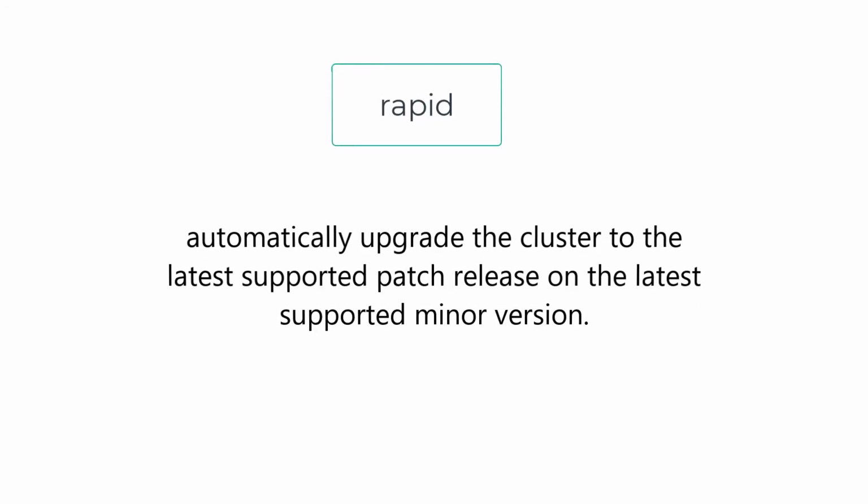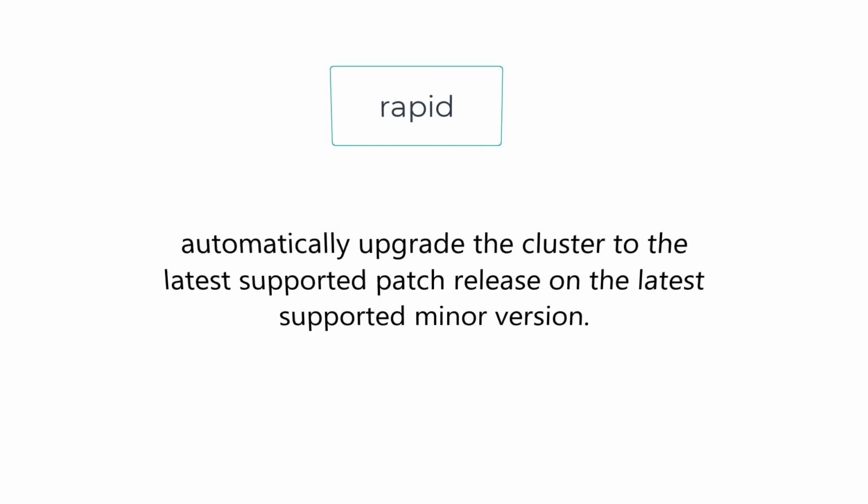Rapid automatically upgrades the cluster to the latest supported patch release on the latest supported minor version. In cases where the cluster is at a version of Kubernetes that is at n-2 minor version, where n is the latest supported minor version, the cluster first upgrades to the latest supported patch version of n-1 minor version. For example, if a cluster is running 1.17.7 and versions 1.17.9 and 1.18.4, 1.18.6 and 1.19.1 are available, your cluster first upgrades to 1.18.6 and then to 1.19.1.